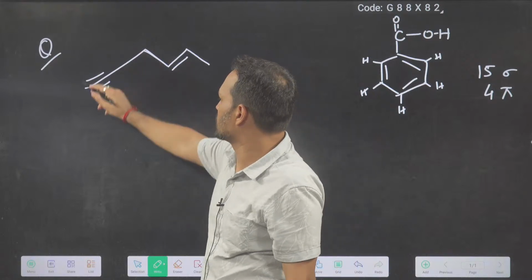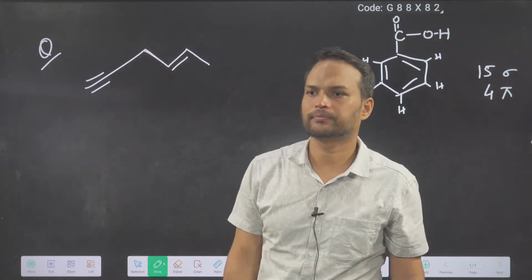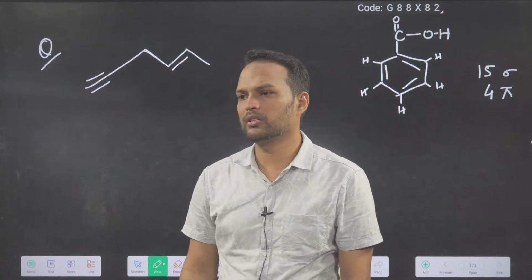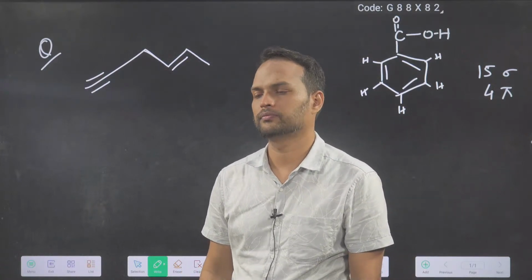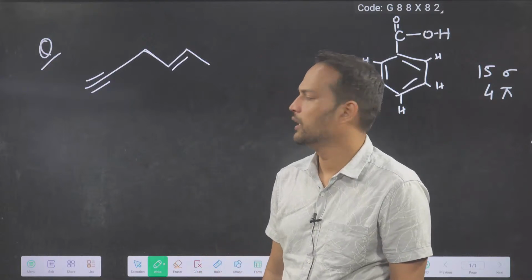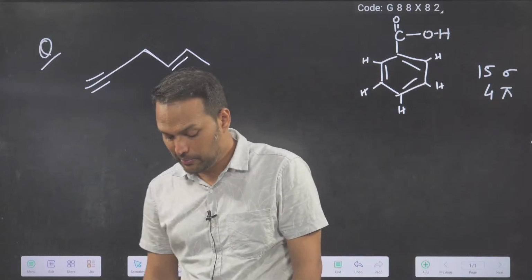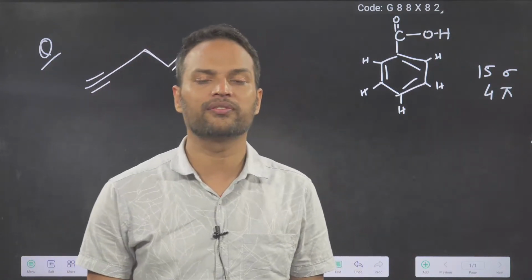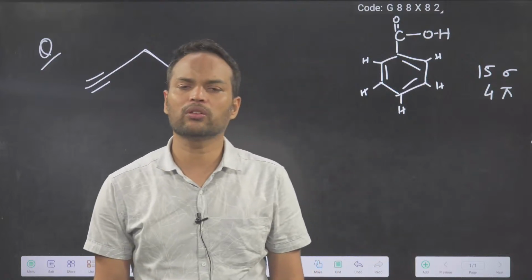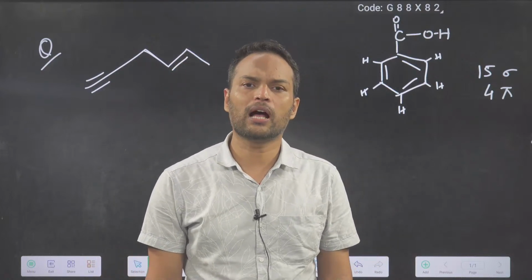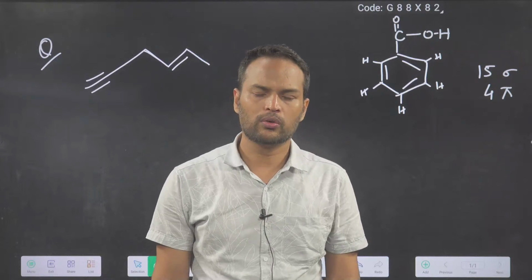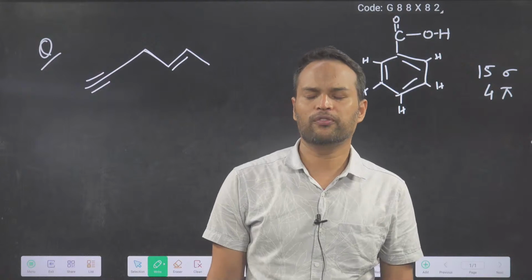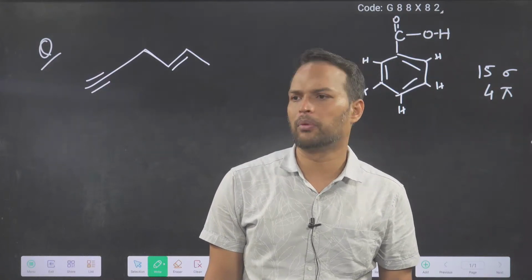So now you tell me about this. Tell me, how many sigma and pi bonds are in this structure? See, I have told you that in bond line structure it is difficult to count sigma and pi bonds because atoms are not visible. Generally we miss hydrogen atoms. So be careful. Either you can make an expanded structure, or if you are comfortable with bond line, you can proceed with bond line.